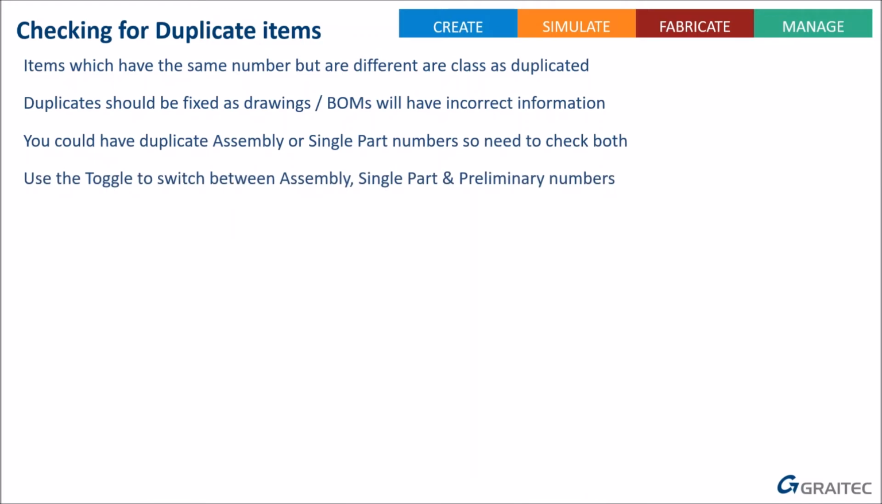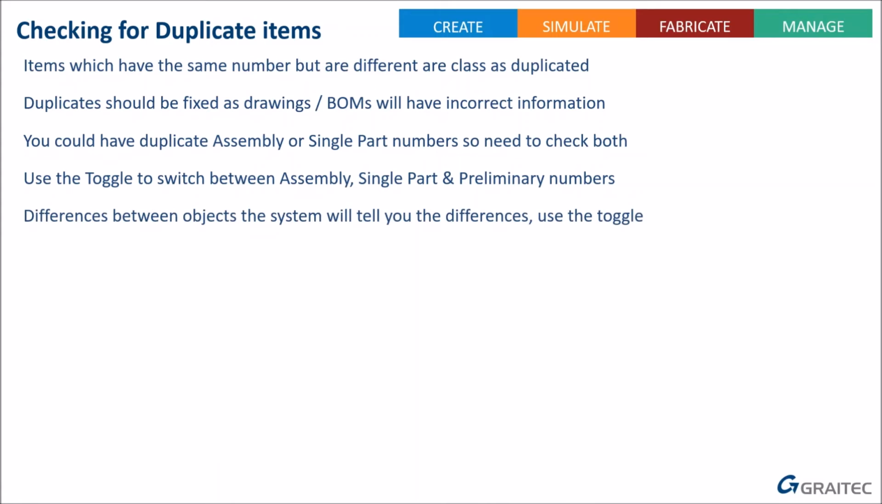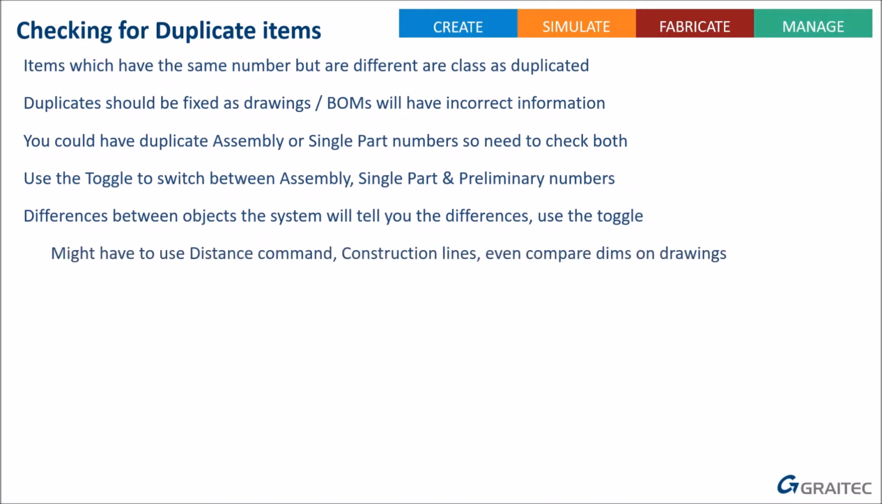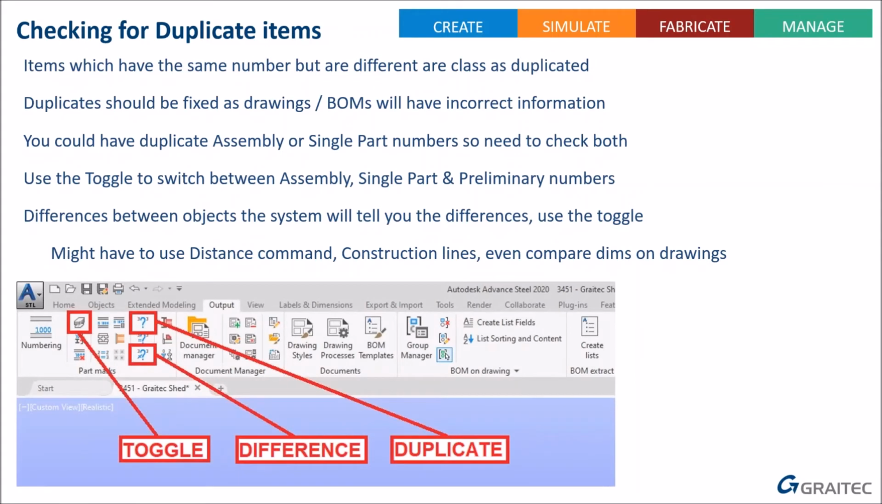On the numbering output tab, one of the tools we have is a toggle to switch between assembly, single part and preliminary numbers. Then we can use the tools to check the differences between the objects, and use the toggle to go between the assemblies, the single parts and even the preliminary numbers. To find out the differences, the system might tell you there's a difference in geometry. We then might need to use the distance command, put some construction lines in, even run a couple of dummy drawings and compare the dimensions on the drawings.